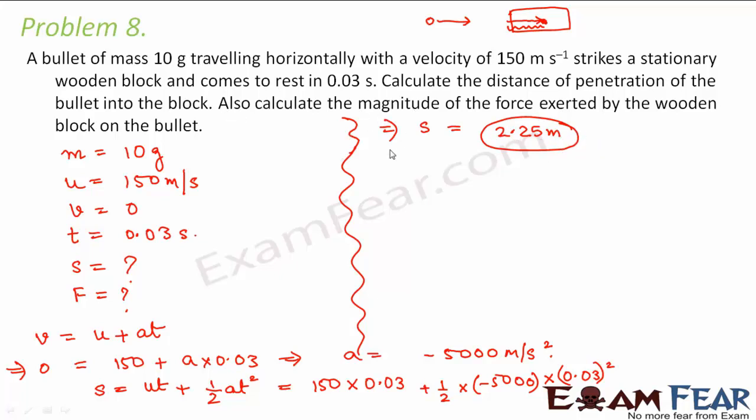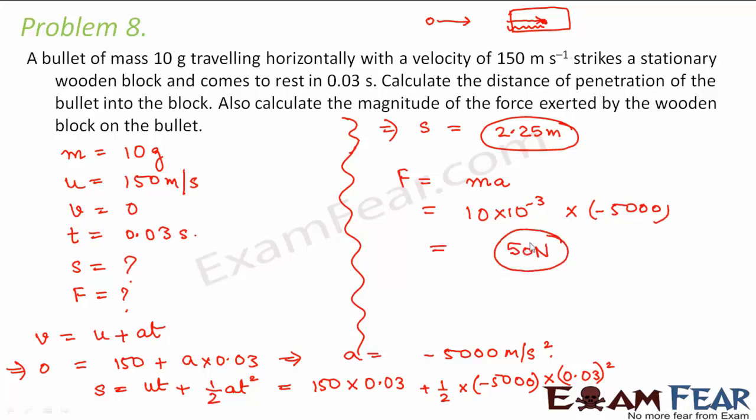Also calculate the magnitude of force. So to calculate the magnitude of force, we will again make use of Newton's second law, that is mass into acceleration. So mass is 10 into 10 to the power minus 3 kgs into acceleration is given as minus 5000. So this comes out to be 50 newtons. Here we have to calculate only the magnitude of the force, so we are not much bothered about this negative sign.